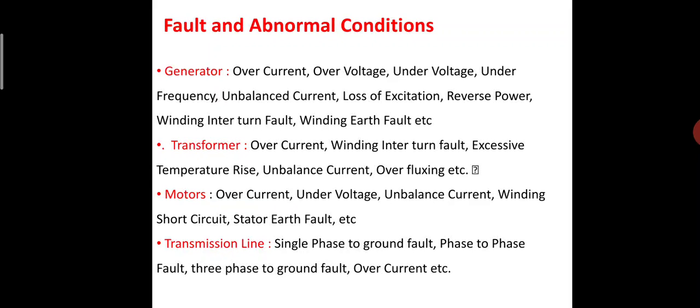Next one, faults and abnormal conditions. First one, generator: overcurrent, overvoltage, undervoltage, under frequency, unbalanced current, loss of excitation, reverse power, winding interturn fault, winding earth fault, etc. Transformer: overcurrent, winding interturn fault, excessive temperature rise, unbalanced current, over fluxing, etc.